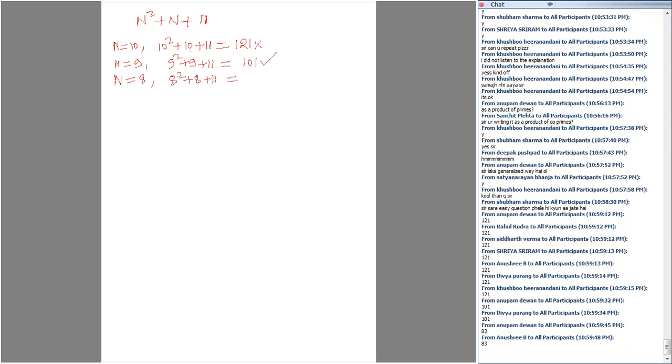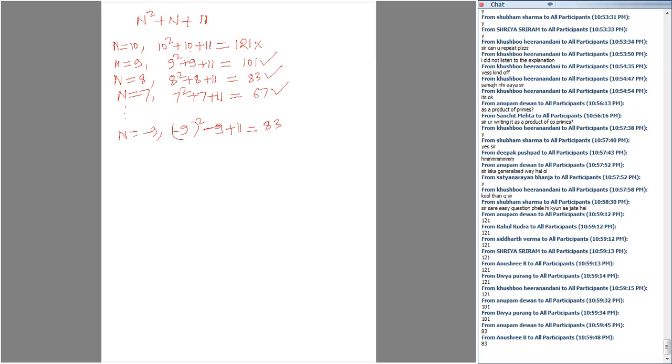Put n equal to 7. You'll get 7 square plus 7 plus 11. 7 square is 49, plus 7 is 56, plus 11. This is 67, which is a prime. And so on till n equal to minus 9. Even if you substitute n equal to minus 9, you'll get minus 9 whole square, plus minus 9, plus 11. ठीक है. What is 81 plus 11? 92, minus 9, 83 आ जाएगा, which is also a prime.